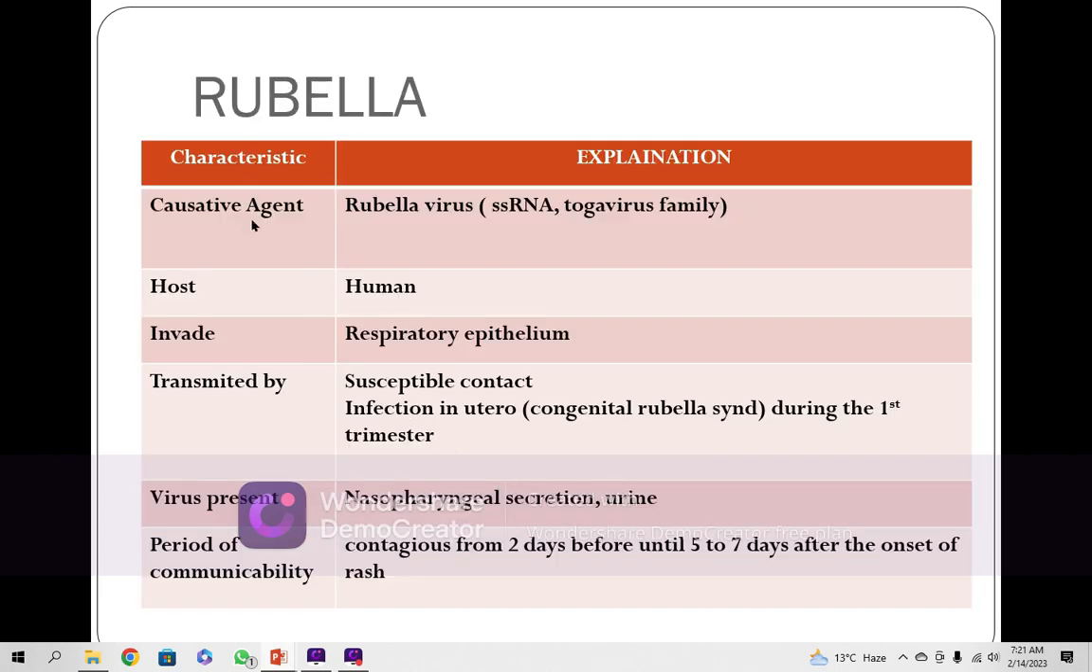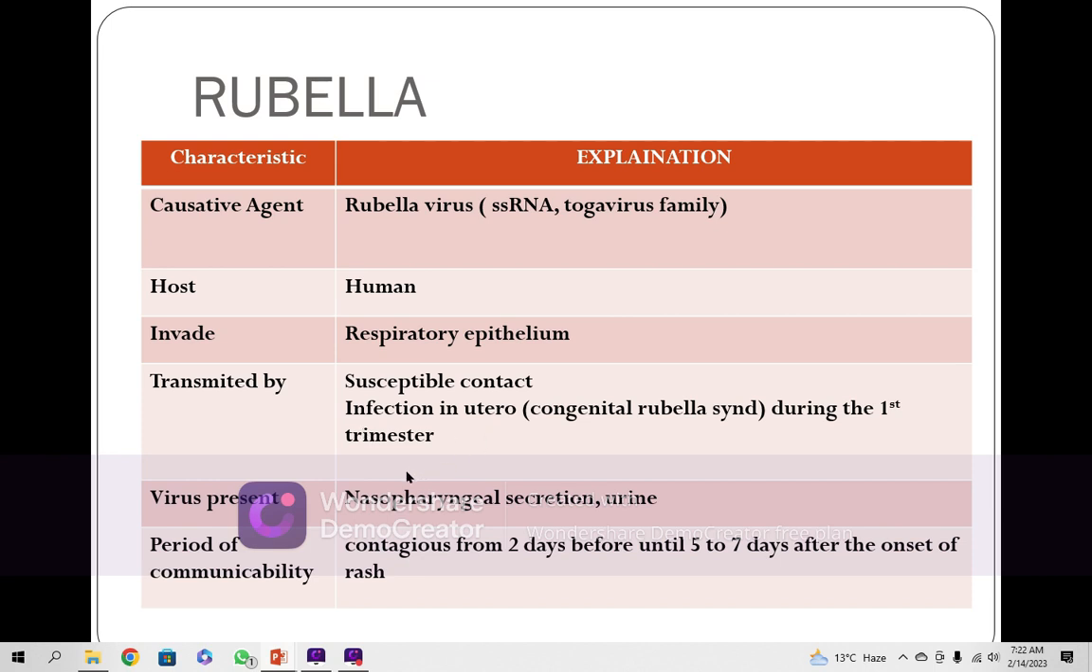Rubella, German measles. The causative agent is rubella virus. Single stranded RNA, Toga virus family, host is human, invading the respiratory epithelium. Portal of entry is upper respiratory tract. Transmitted by contact with a susceptible person. Infection in utero can occur, causing congenital rubella syndrome during the first trimester of pregnancy.